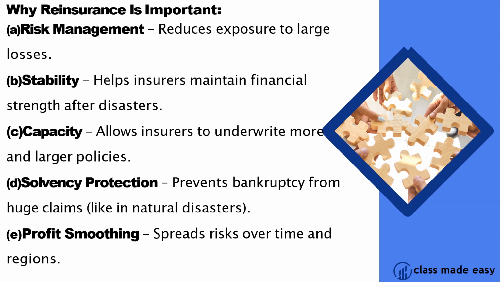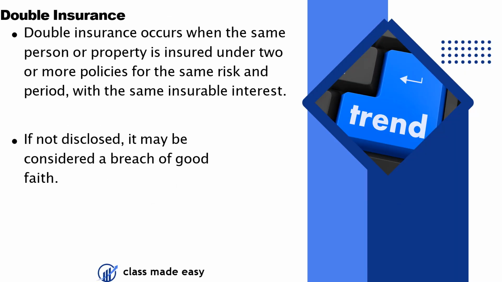The other one is solvency protection. It prevents bankruptcy from large claims, or what we call insolvency of companies. And finally is what we call profit smoothing. It spreads risks over time. So it is also a way of spreading your risk, so that you're not putting your eggs in one basket.